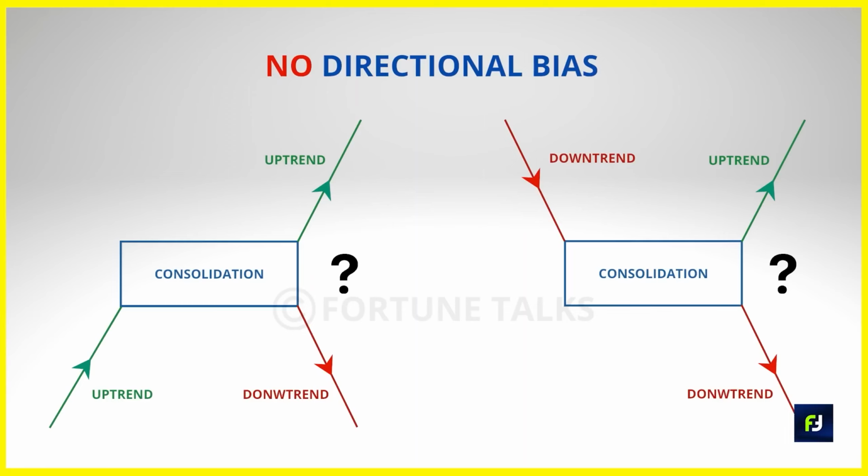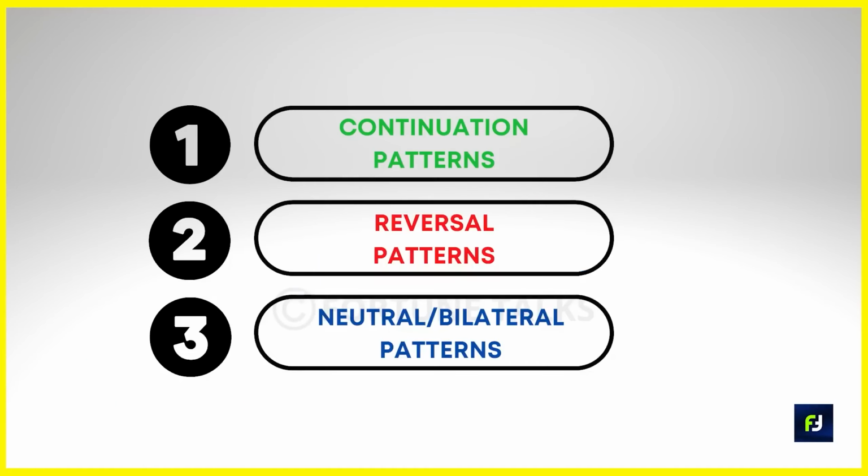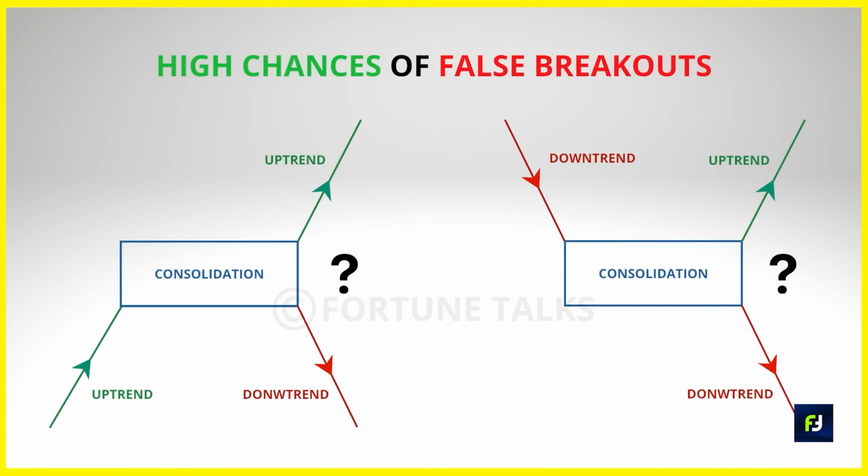But the third type of pattern that we are going to discuss doesn't have a directional bias associated with it when it comes to the breakout or the trade direction. Or in simple terms, the breakout of the pattern can be in either direction and we cannot judge the direction of the breakout before it happens. This category of chart patterns is called neutral chart patterns or bilateral chart patterns. Since we cannot be sure of a possible breakout direction, these patterns can be dangerous because of false breakouts.